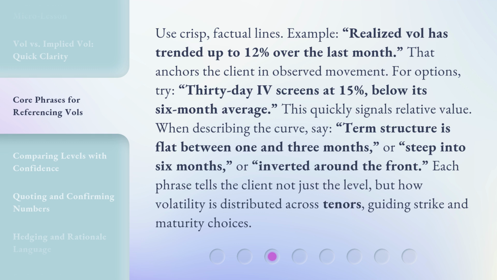When describing the curve, say, term structure is flat between 1 and 3 months, or steep into 6 months, or inverted around the front. Each phrase tells the client not just the level, but how volatility is distributed across tenors, guiding strike and maturity choices.